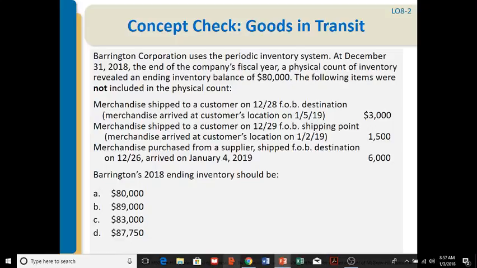Merchandise shipped to a customer on 12/29 FOB shipping point. Since they didn't include those, that's perfectly fine. That's what they're supposed to do. Merchandise purchased from a supplier shipped FOB destination and not received till January 4th. They don't list it, so that's fine too, since it's FOB destination, it's not titled to them. So essentially, they've got to include this $3,000, this first transaction.